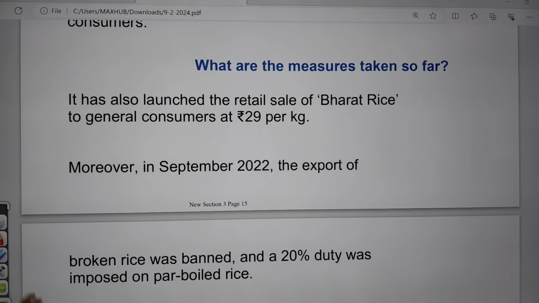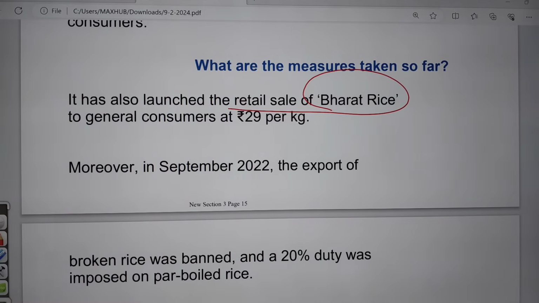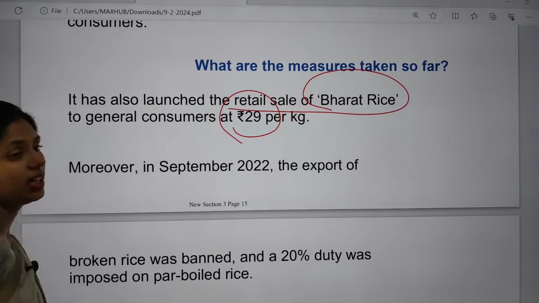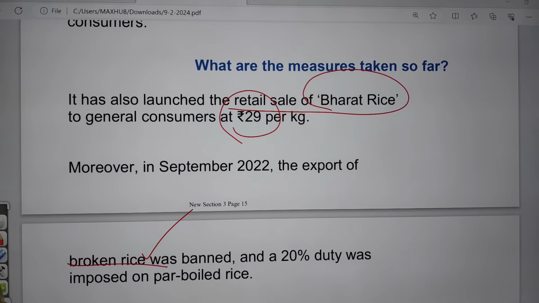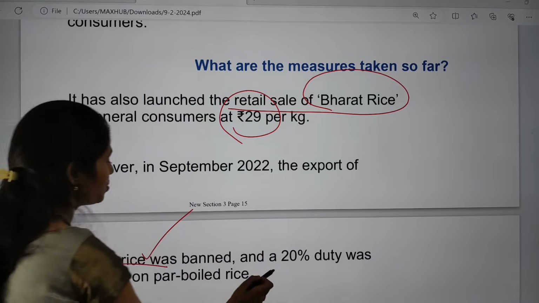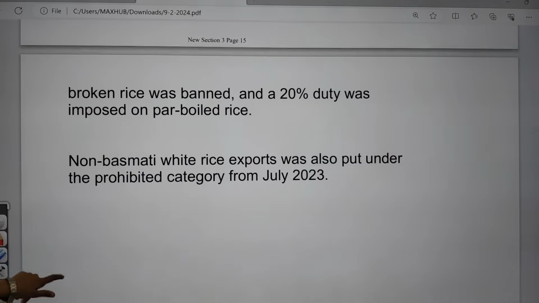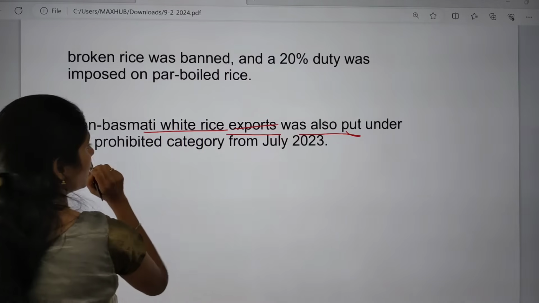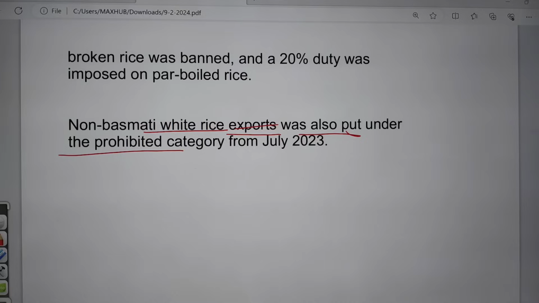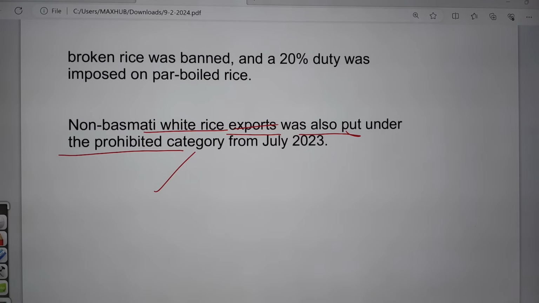So here it has also launched the retail sale of Bharat Rice. The first one is retail sale of Bharat Rice, under which rice will be given for ₹29 per kg. Apart from that, export of broken rice was banned recently, in September 2022. And the government imposed 20% duty on parboiled rice as well. And non-basmati white rice exports were also put under the prohibited category from July 2023 onwards. So these are some important facts that you have to remember regarding this topic.